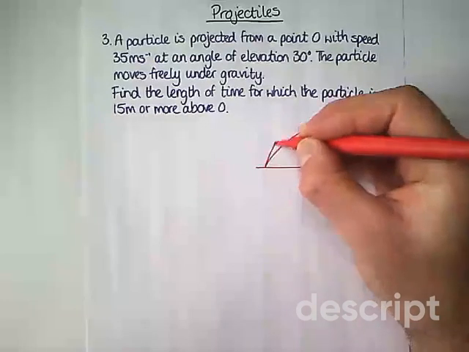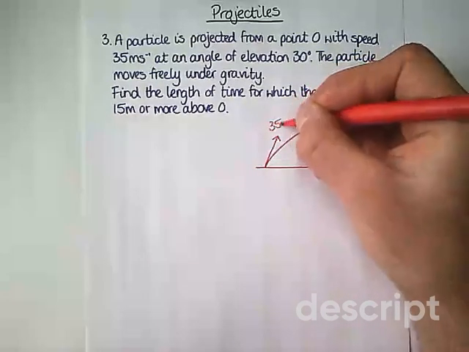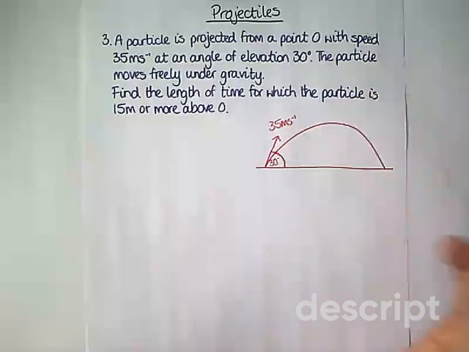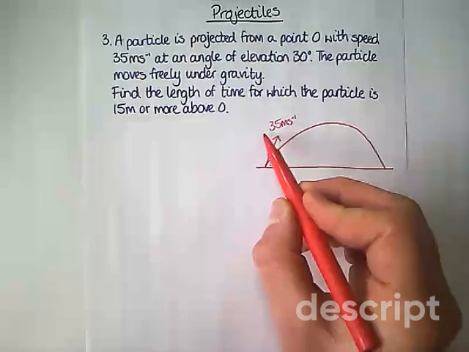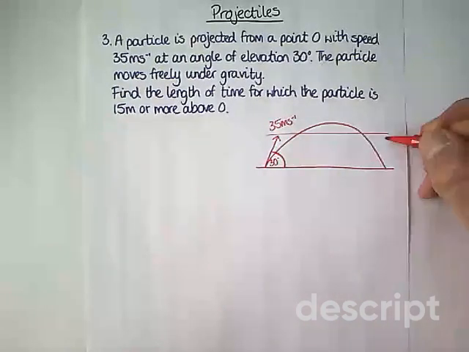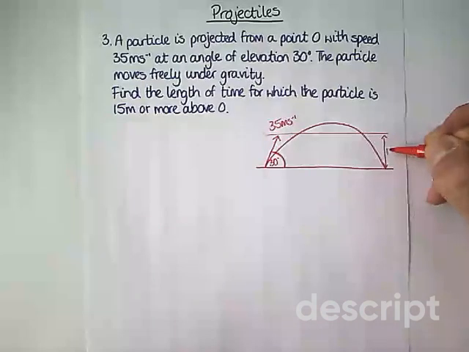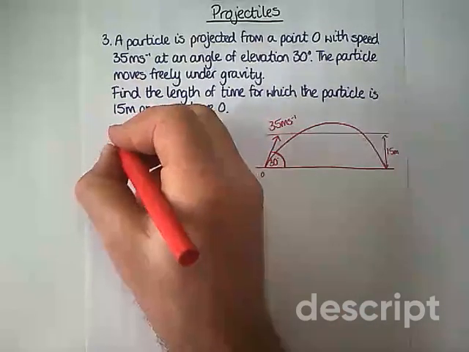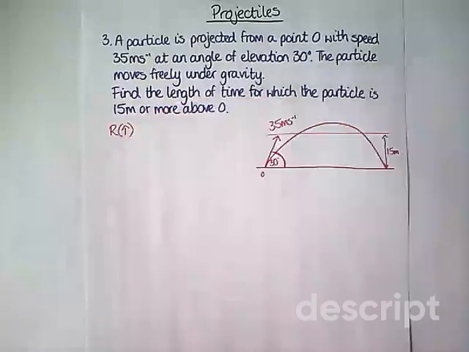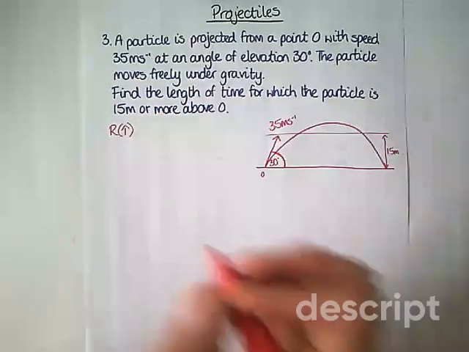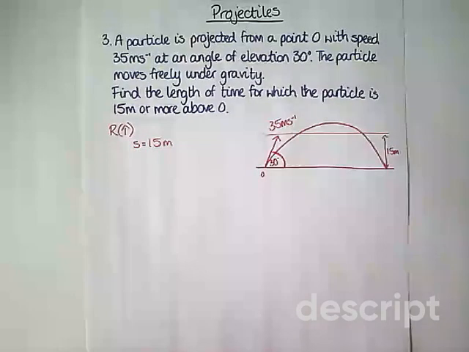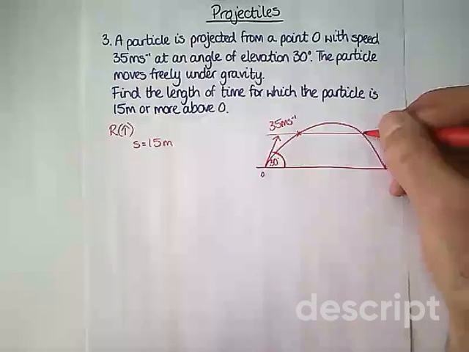So we've got initial speed of 35 meters per second. We know our angle of elevation is 30 degrees. And we want to find out the time when it's above, or 15 meters or above, this point O that it started at. Okay, so if we resolve vertically, we're trying to find out when the vertical displacement is 15 meters, the times when it's there. So we get the time for this point and this point.